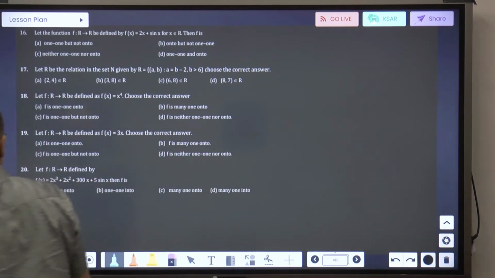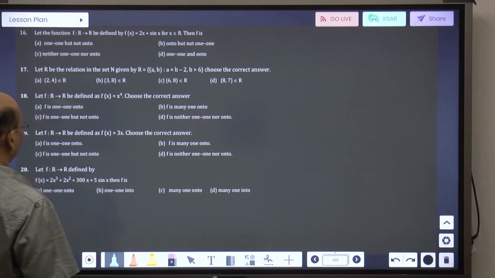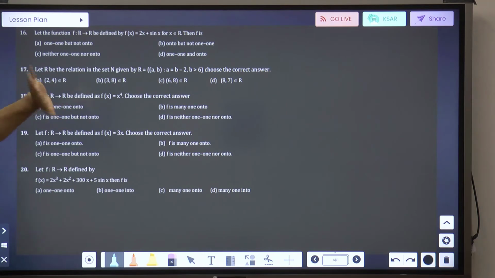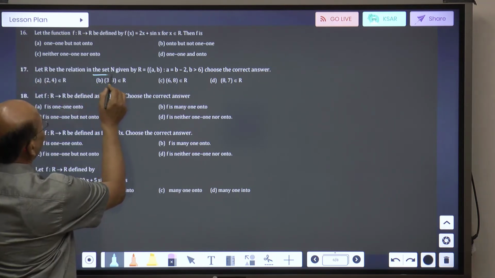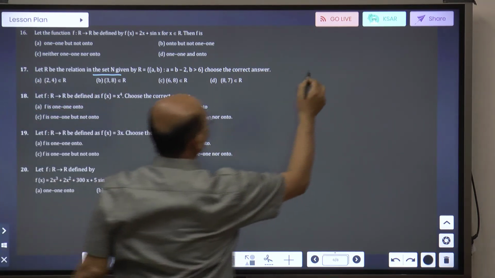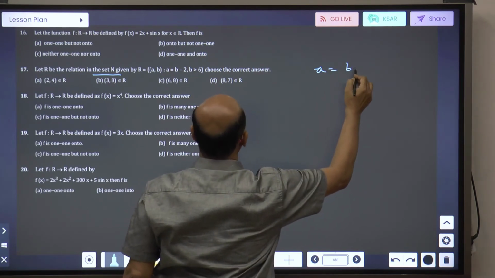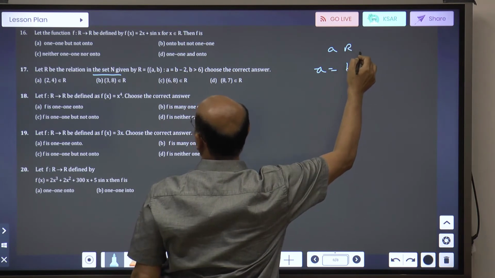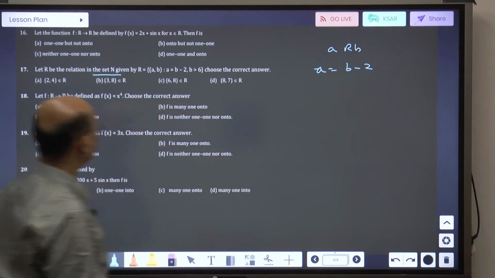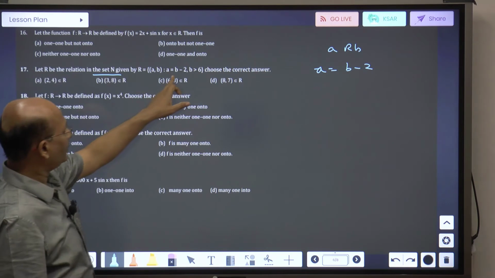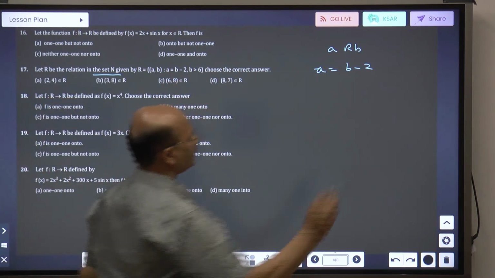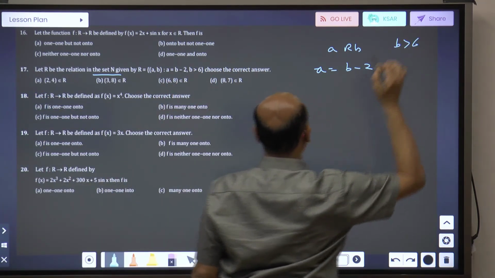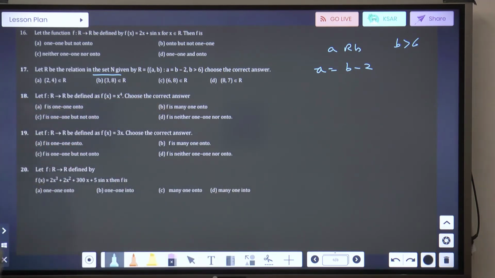Now this is a nice question. I want to confirm this question because it is neither 1-1 nor onto. Let me just check, the n stands for natural numbers. Given a is equal to b minus 2, so a R b, that's what the relation is. So a equals b minus 2, and b is greater than 6. So b value is greater than 6, no doubt about it. Okay, that is given. Choose the correct answer.